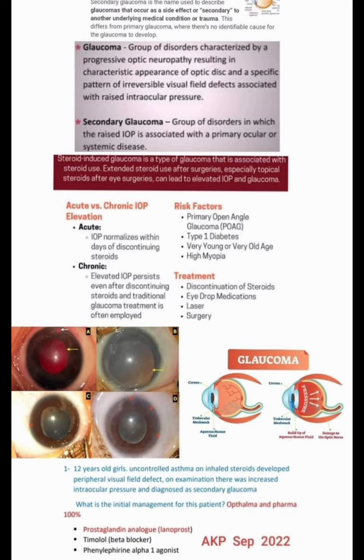Now there is a common exam question: a 12-year-old girl with uncontrolled asthma on inhaled steroids developed a peripheral visual field defect. On examination, there was increased intraocular pressure and she was diagnosed with secondary glaucoma. What is the initial management for this condition? So, for this secondary glaucoma, the initial management is a prostaglandin analog, latanoprost.